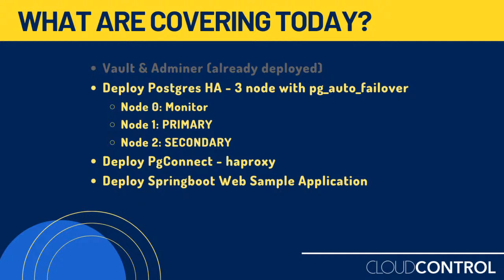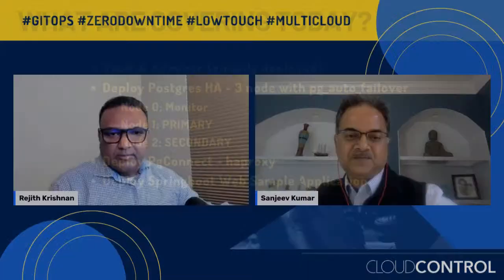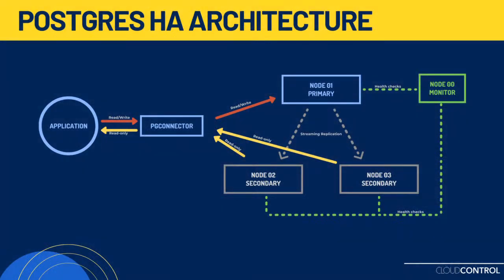All right. So why don't we get into the details of how the Postgres architecture looks in deployment? Yeah, why don't we explain this? I know we talked about three different nodes, monitor and PG Connect and the application. Let's go over the roles of each one of those and how we are orchestrating that. That's a very good point, Rajit.